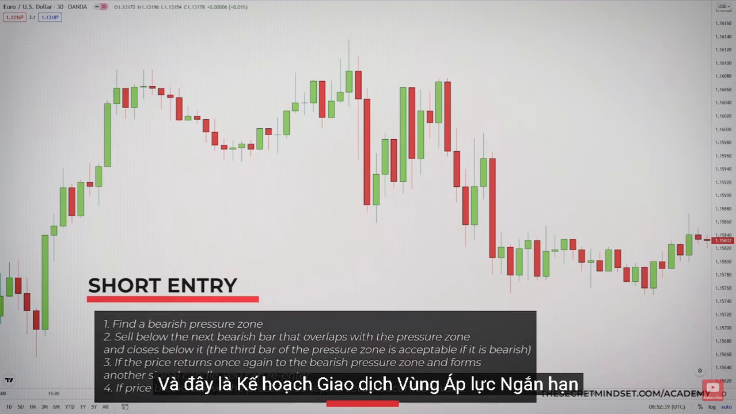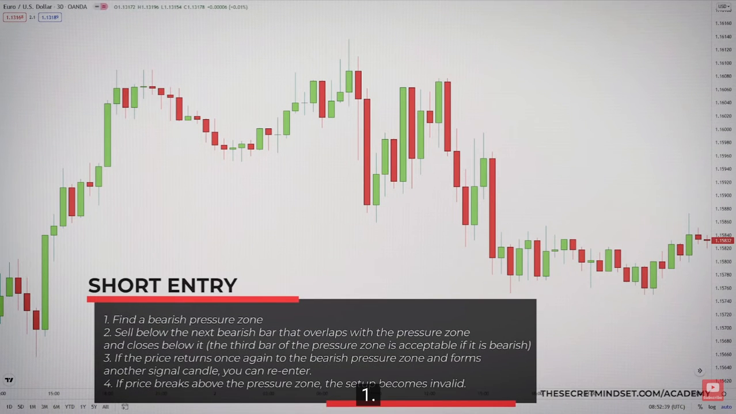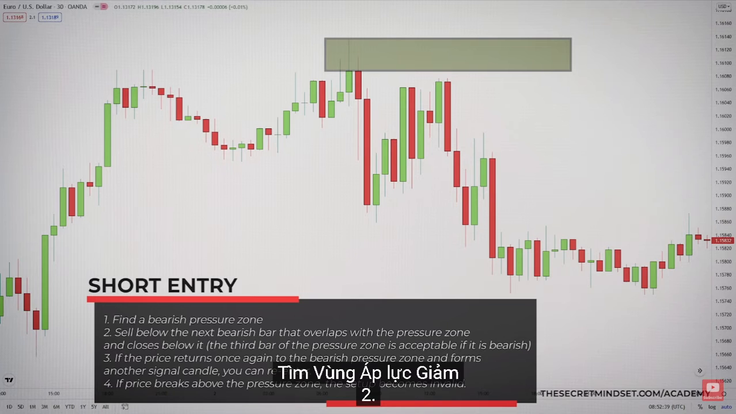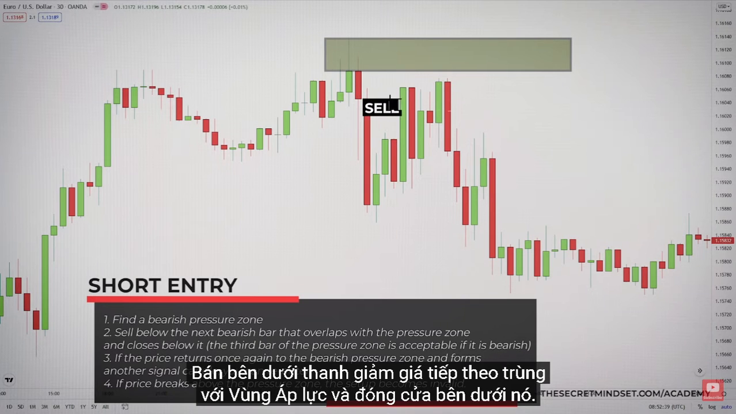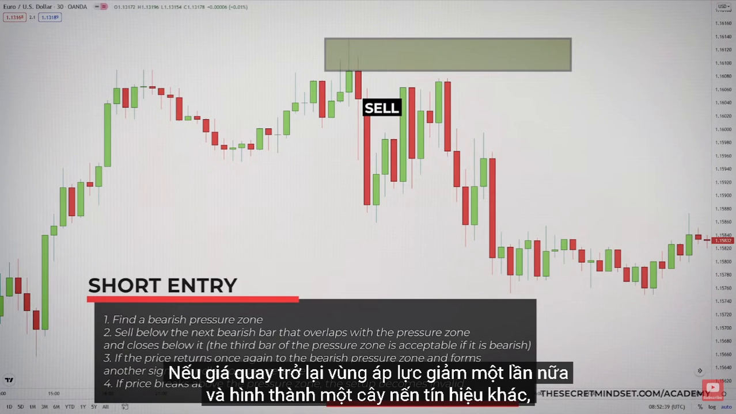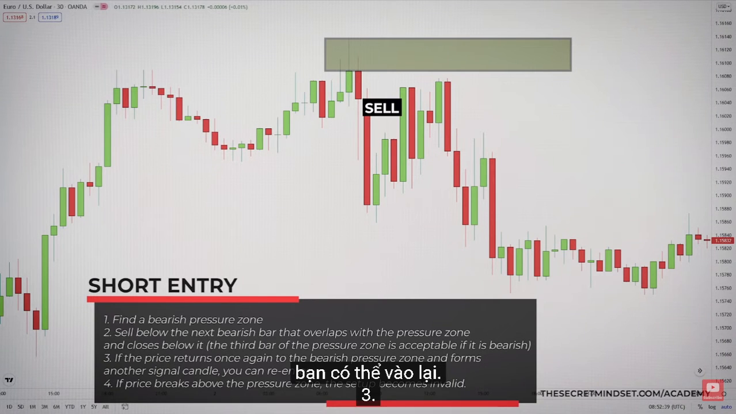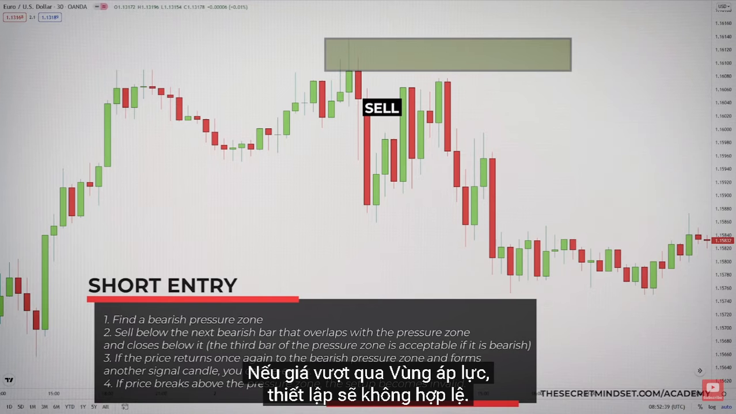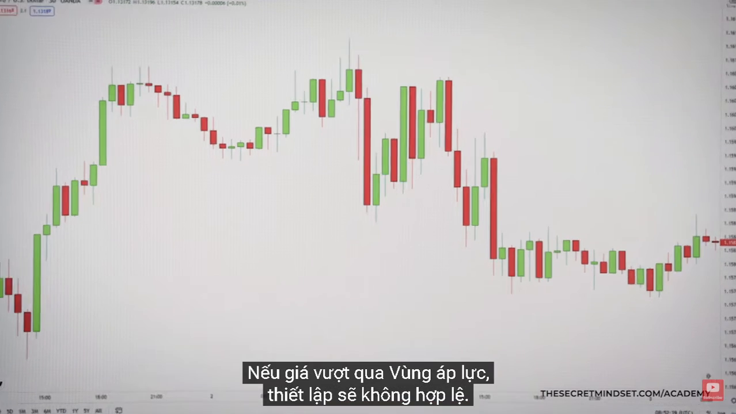And here's the short pressure zone trading plan. Find a bearish pressure zone. Sell below the next bearish bar that overlaps with the pressure zone and closes below it. The 3rd bar of the pressure zone is acceptable if it's bearish. If the price returns once again to the bearish pressure zone and forms another signal candle, you can re-enter. And if price breaks above the pressure zone, the setup becomes invalid.